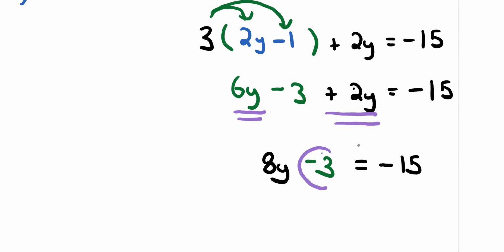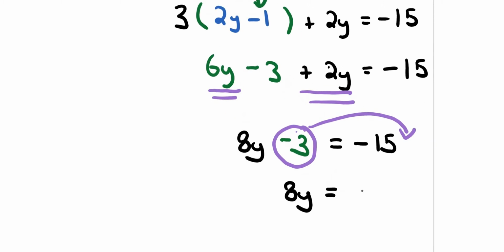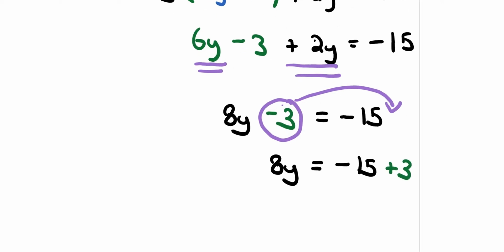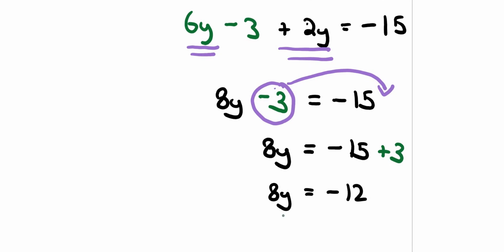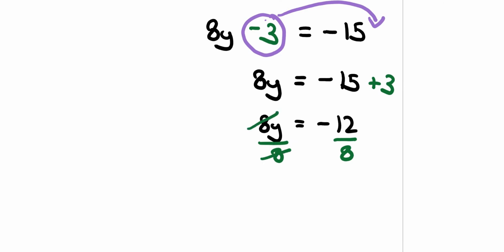After that, I would take my negative 3 and move it to the right hand side. And since that negative 3 is negative, if I bring it to the right hand side, the sign changes and you get positive 3. Alright, so now I have 8y equals negative 12. And then from here on, I can divide both sides of the equation by 8. And you'll notice that these 8's cancel off. And then I have y equals negative 12 over 8.